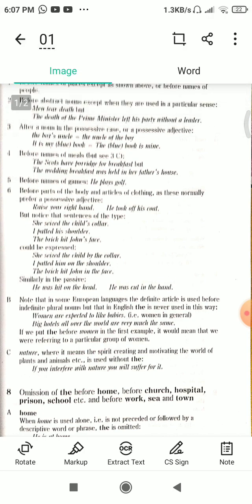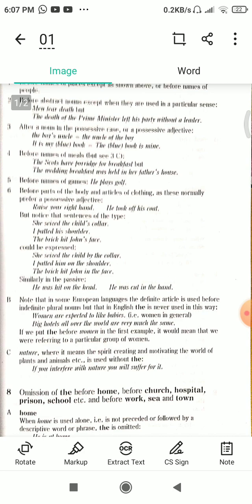Number 4, before names of meals. For example, the Scots have porridge for breakfast, but the wedding breakfast was held in her father's house. Number 5, before names of games. For example, he plays golf.